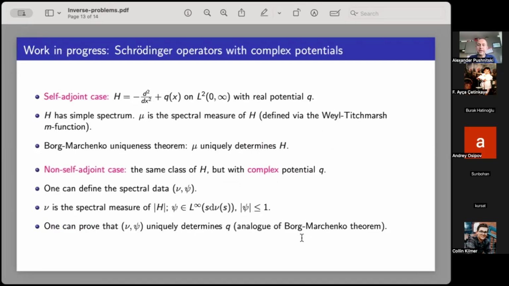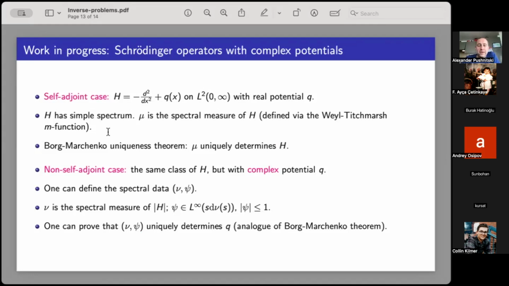Finally, I want to describe briefly a work in progress, Schrödinger operators with complex potentials. Maybe for some people it will be closer to their interest, where the philosophy is pretty similar. So this is just in one slide. Let's start from the self-adjoint case. Imagine you have a Schrödinger operator on the half line with some real potential Q. You need to put some boundary condition at 0, of course, like Dirichlet or Neumann, something like that.